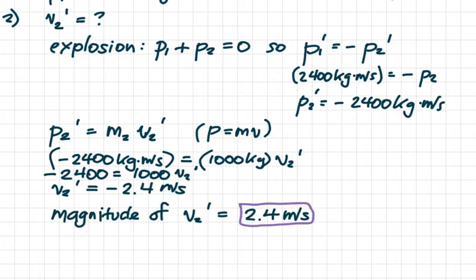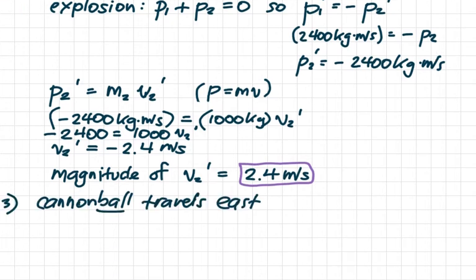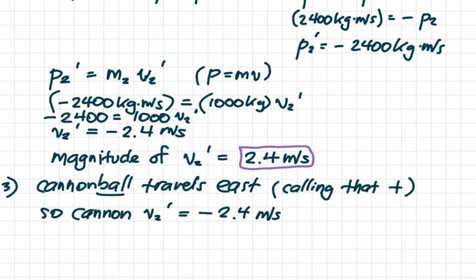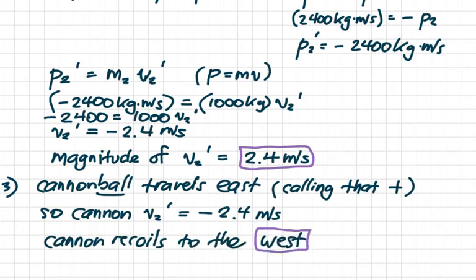And number 2 is looking for the magnitude of that velocity. That would be 2.4 meters per second. Number 3 wants the direction. Well, for number 3, we know from the problem that the cannonball is traveling east. And we're calling that positive. And since we have the cannon's velocity after it fires as negative 2.4 meters per second, that negative would mean that the cannon rolls west.